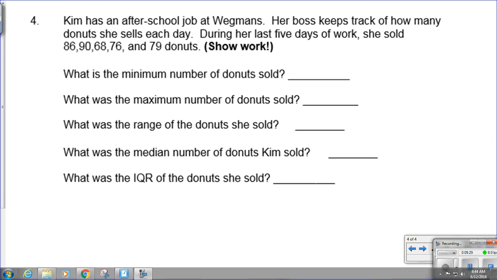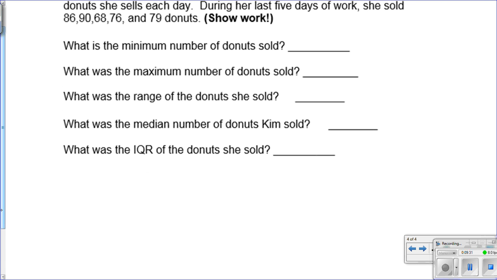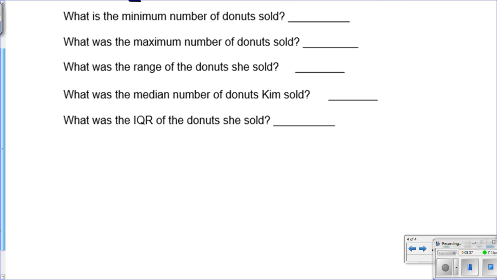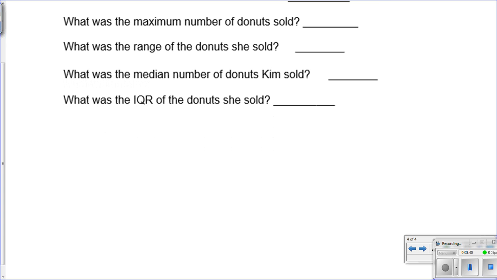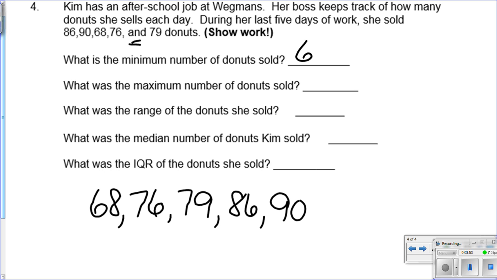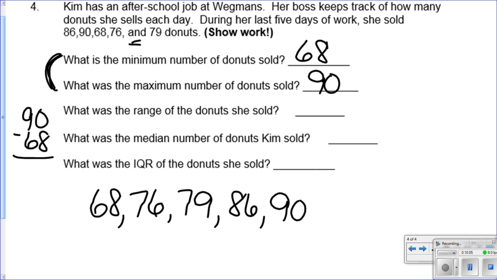Okay, so min, max, range, median, and IQR. Exactly everything you needed on that front question. Again, focus on the fact that there's an and there and another data point behind it. Don't miss it. Slow down and read. So putting these in numerical order, 68, 76, 79, 86, and 90. Automatically, I can answer the first two questions. Minimum 68, maximum is 90. Range, remember, deals with max and min, so it deals with these two numbers. 90 minus 68. Don't forget to borrow. 22.